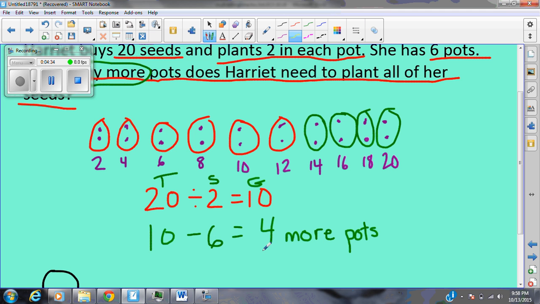What's the answer to my question? 4 more pots. How do I know that my answer is right? Because I know I have a total of 20 seeds. My picture shows 6 red pots representing the pots that Harriet has, and 4 more pots representing how many more she needs. So yes, I've answered the question. I told how many more pots she needs, and not just an answer to a division problem. All right.